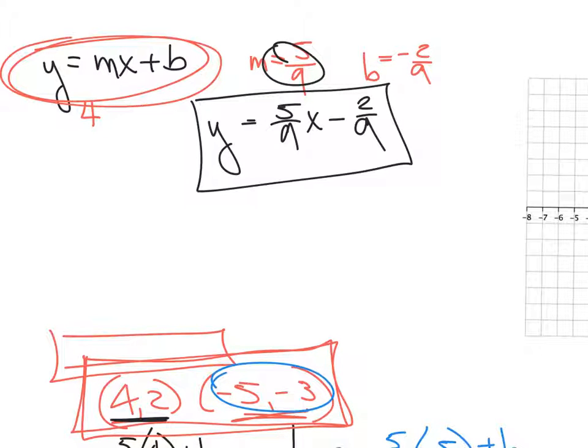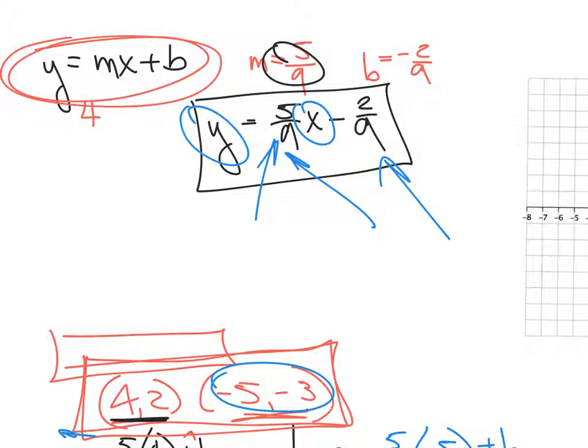So when I write it as an answer, as an equation, I leave my y and my x. I exchange my m for a 5/9 and my b for a negative 2/9. So see, this is a plus, so it's a plus a negative 2/9 or just a negative 2/9. Okay, so that is that problem. Really not much to it.